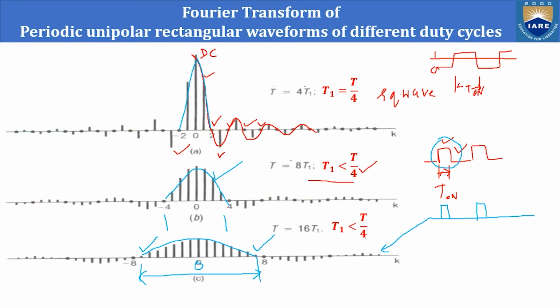But you have to note that these harmonics are spaced at the same locations. That means the interspacing between the harmonics is the same in all three cases. That is because the period T has not changed. Here also T is same, and here also T is same. Only the on period and off period are changing, but the actual periodic cycle period is not changing. Because of that, the lines are separated by the same amount in frequency.